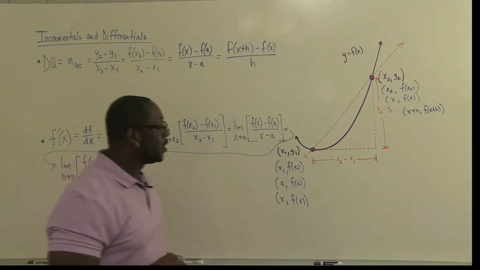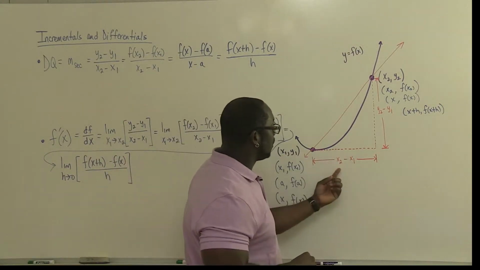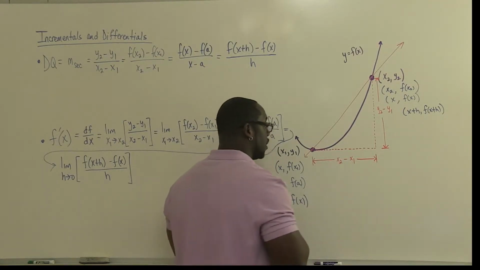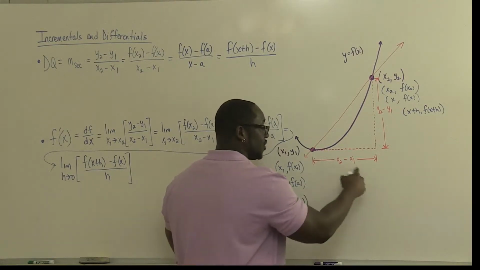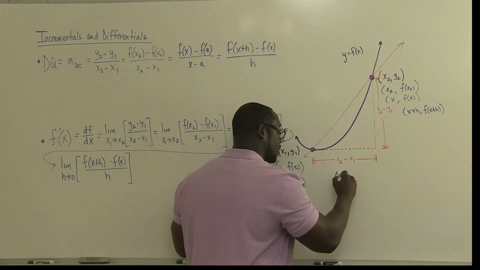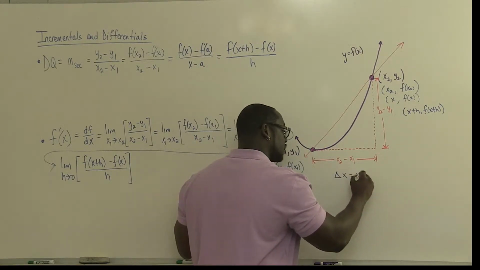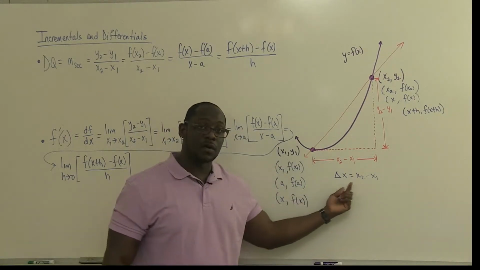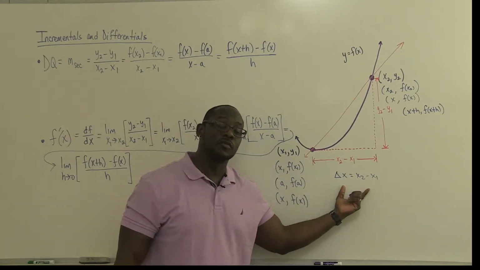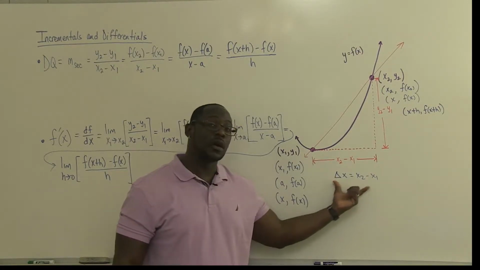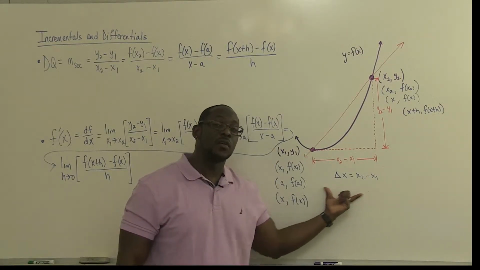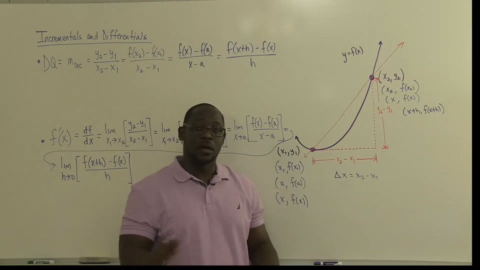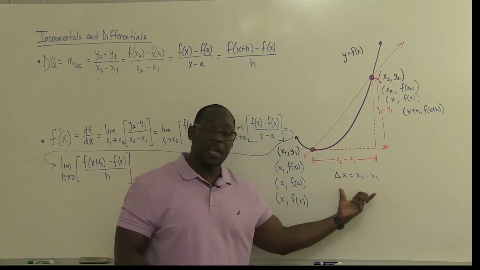So if we look here, you see that x2 minus x1 here, we could look at this as just the change in x. And so we could look at it this way. And this is an example of what we call an incremental. In particular, this is what we call the horizontal incremental. So the incremental is just the difference between 2 different values, in this case, x values.